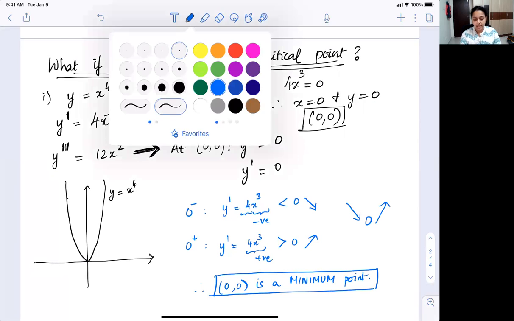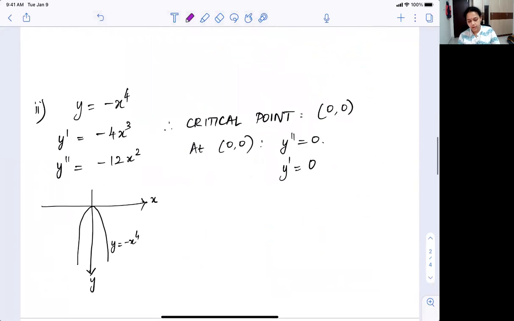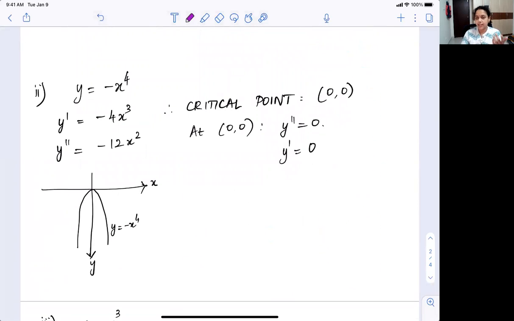Let's look at another example where y is now minus x to the power 4. This is just a mirrored image of the function along the x-axis. Let's go ahead and analyze it numerically. y prime is minus 4x cubed, and when you equate this to 0, you get x is 0, and correspondingly y is 0, so the critical point is (0, 0).